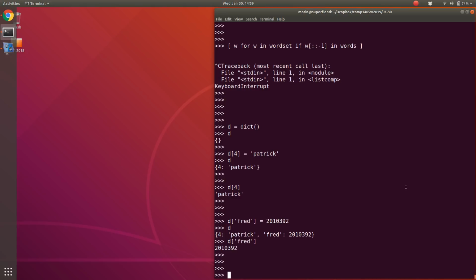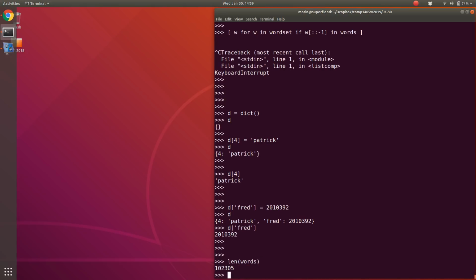So let's see what we can do with a dictionary. So we've still got our word list, right? We haven't changed things. So we've still got this big list of words that we loaded.